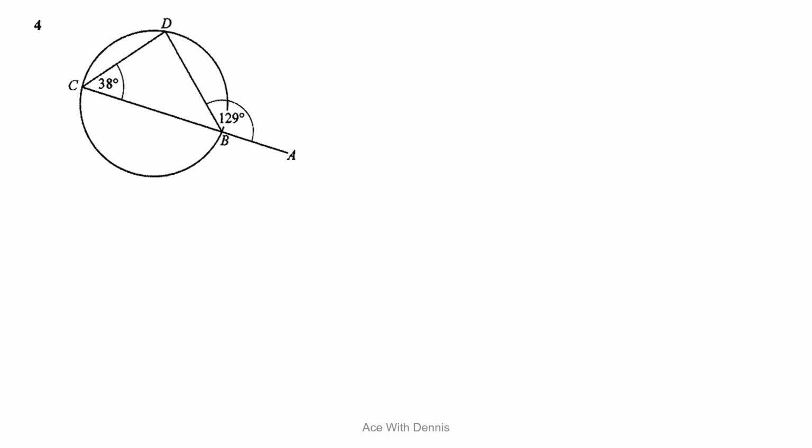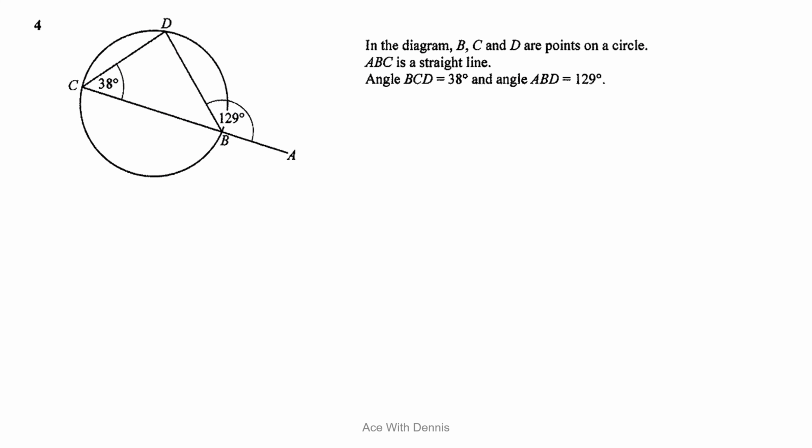Question 4. Given this diagram. In the diagram, B, C, and D are points on a circle. ABC is a straight line. Angle BCD equals 38 degrees and angle ABD equals 129 degrees. Explain why BC is not a diameter of the circle.